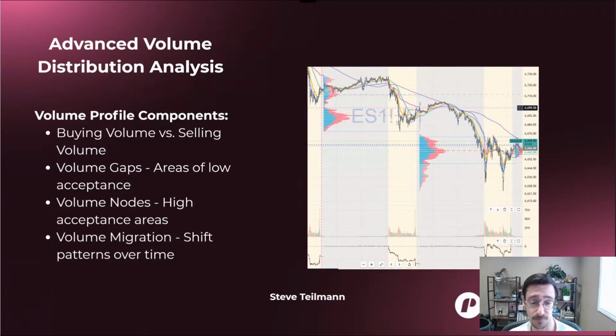So let's talk about what we got going on here. This is yesterday's price action, and I cut off what it did, but you guys know what it did. But this is the big P shape that we were talking about.